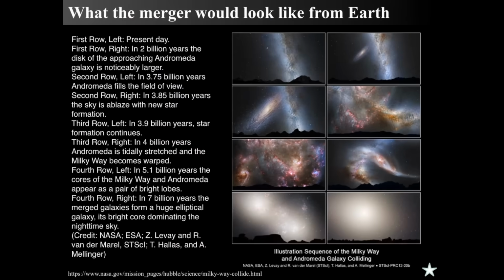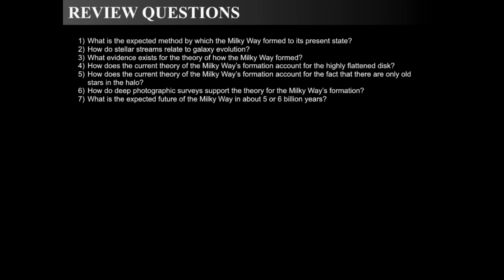And so this particular sequence was made by the NASA group at Space Telescope Science Institute with LeVay and Van der Marel and Hollis and Mellinger. And they basically put this together to show what the sky would look like from that wonderful image that we now know when the Milky Way will collide in about 5 billion years with the Andromeda galaxy. So I have some questions for you to go over and to think about, and we can actually ask what the heck is going on.